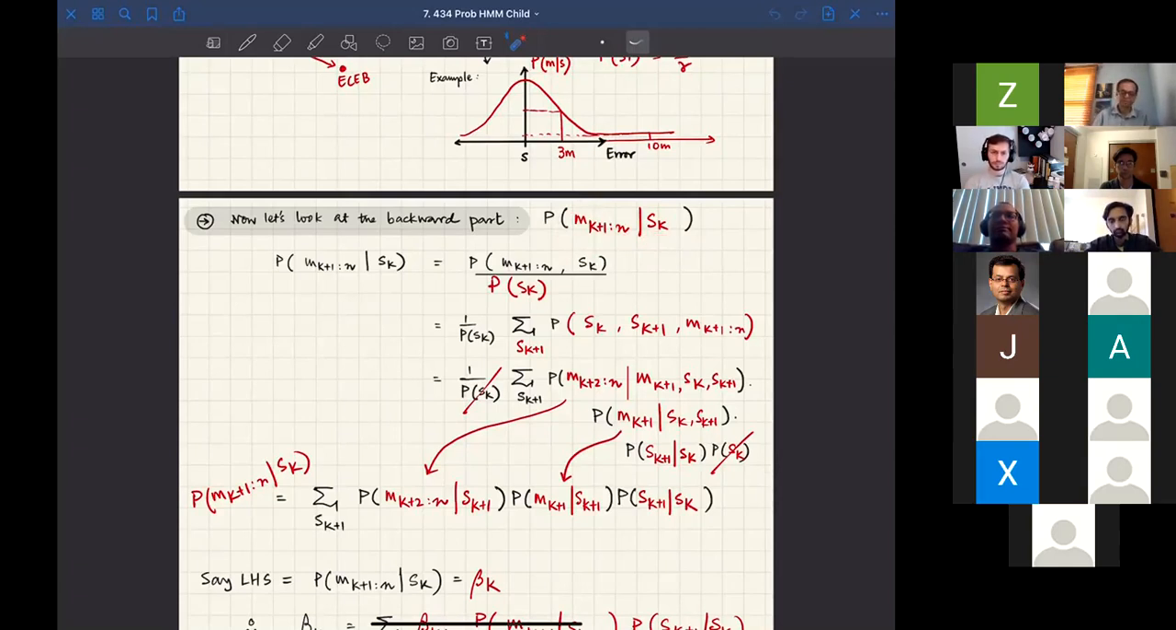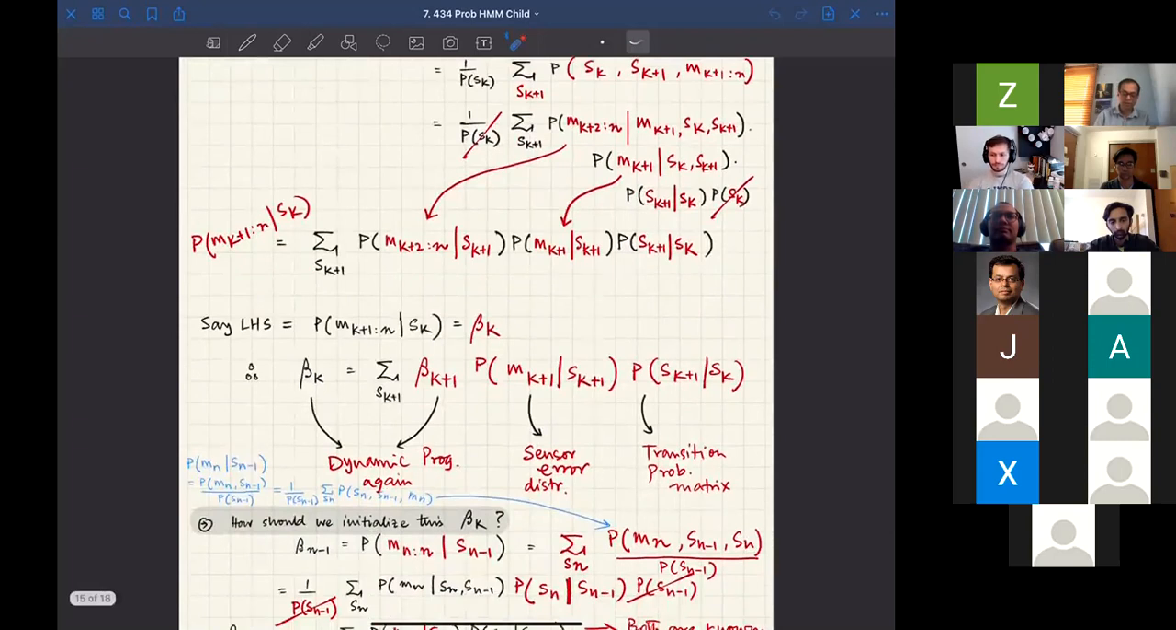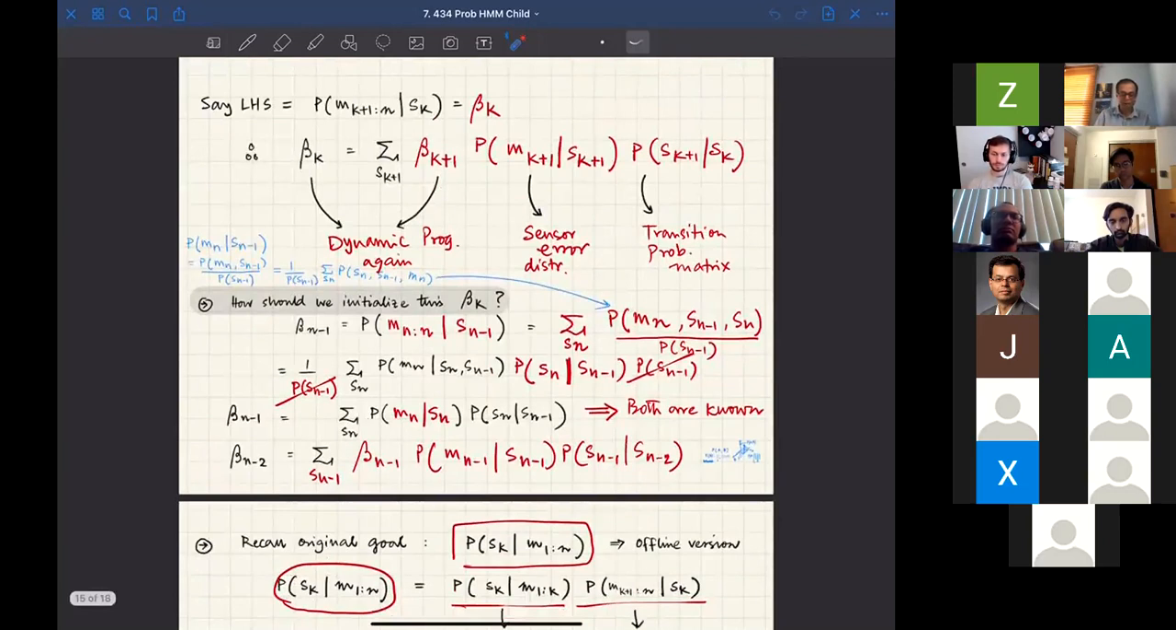Okay. So that's the backward part. And it also turned out that the backward part is also a dynamic program, except that it goes backwards. Bk is a function of bk plus 1. And we saw how we actually do the initialization of bk, because this initialization is not as easy as the previous initialization in the forward component.